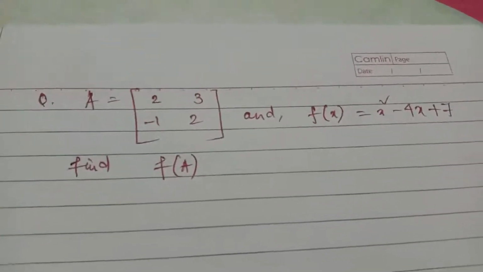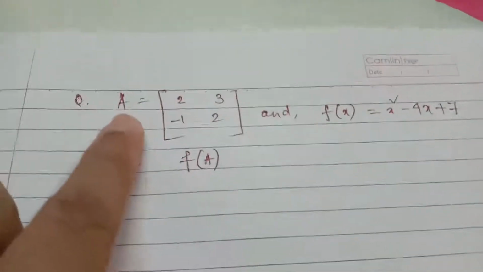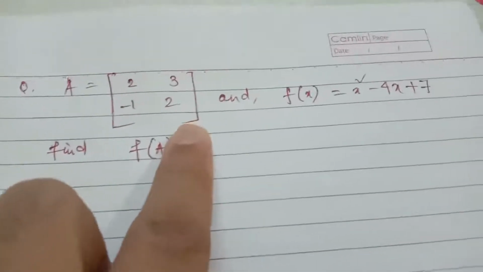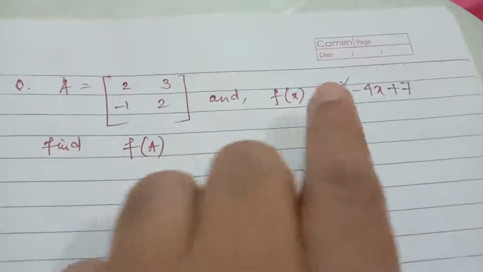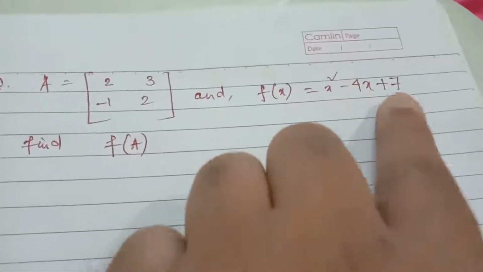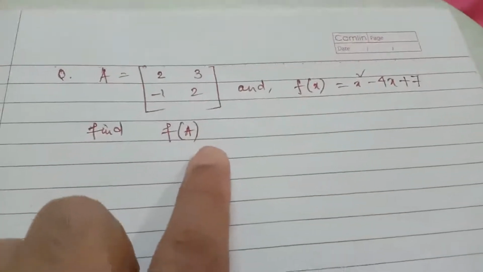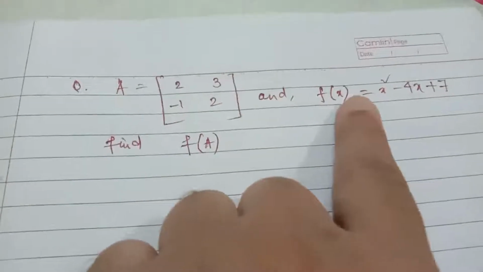Let us take another question. Given matrix A equal to [2, 3; -1, 2] is a 2 by 2 matrix, and f(x) is a polynomial equal to x square minus 4x plus 7. Find f(A). This is the given question. A matrix is given, a polynomial is given, we have to find f(A).